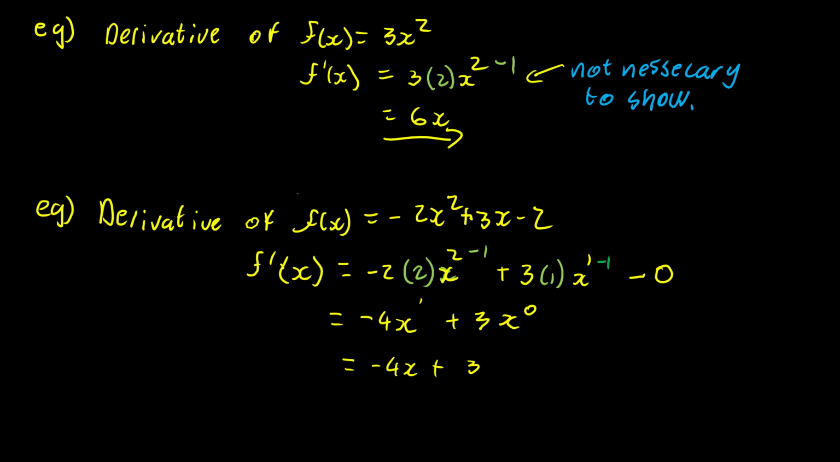Now again, the only reason I'm showing these two steps was just to remind you that we're taking the exponent, multiplying it with the coefficient, and subtracting 1. So again, these are not necessary to show. But as you get used to it, you'll start forgetting about them and just applying the rules of differentiation. So that was a few easy questions.